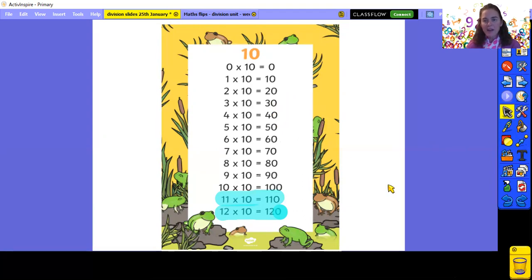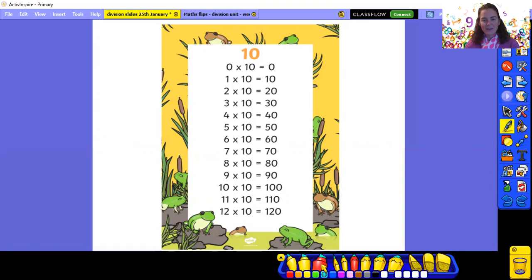Before we carry on, I just wanted to point out something else, which is a really good thing to remember, and that is our 0 times 10. I'm going to highlight it for you. 0 times 10. So if you times anything by 0, the answer is always 0. So remember that. Okay, let's carry on.